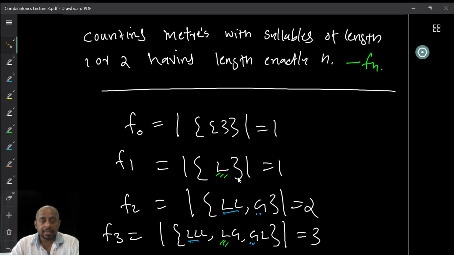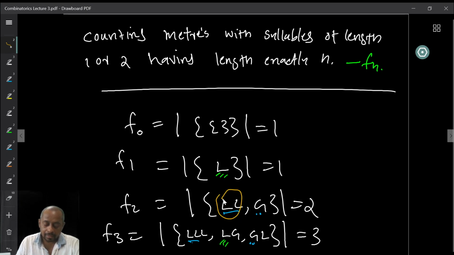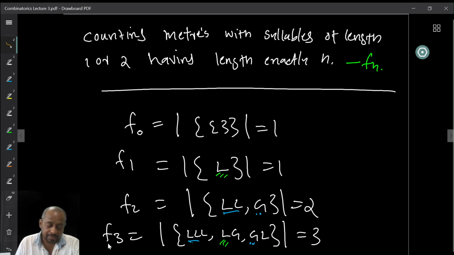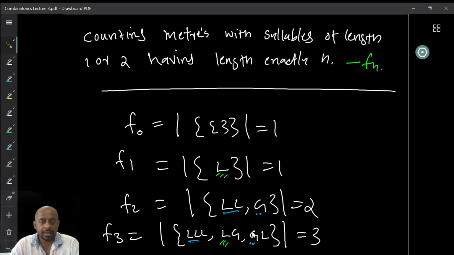What about if the length is 2? If the length is 2, we can have either LL or G, right? LL has length 2 and G also has length 2. What about length 3 meters? Well, we can have 3 laghus, LLL, one laghu followed by a guru, or one guru followed by a laghu. And if you spend a little more time, you can figure out there is nothing else possible. So therefore, exactly 3 of them.